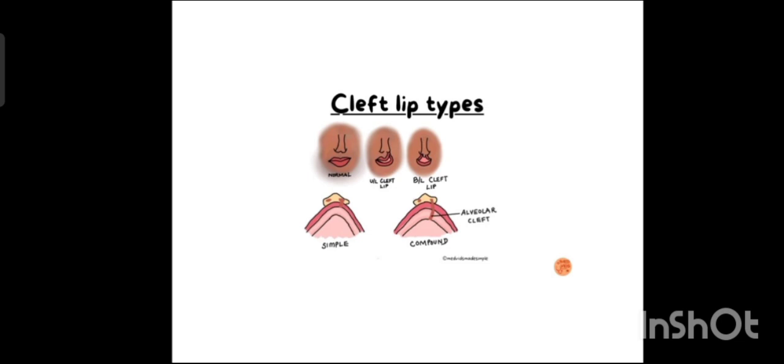The types of cleft lip include: the first image represents normal, second unilateral cleft lip, third bilateral cleft lip, fourth simple, and fifth compound. In unilateral cleft lip, there is a defect in the fusion of the maxillary eminence with the median nasal process on one side. In bilateral cleft lip, there is a defect in the fusion of the maxillary eminence with the median nasal process on both sides, whereas simple and compound cleft lip depend on the involvement of the alveolus, also known as the tooth socket. If it is involved, then it is compound, and if it does not involve, then it is simple.